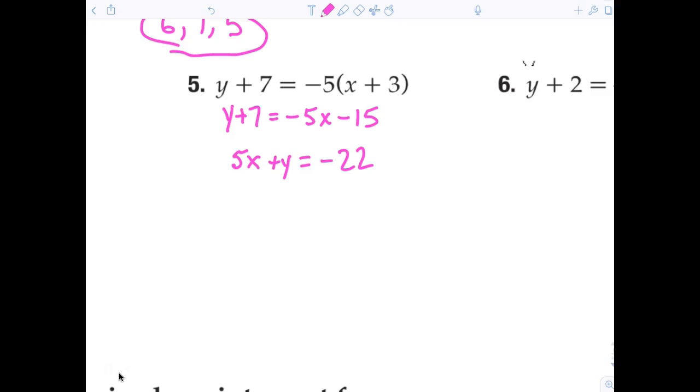All right, let me visualize it for you, just to make sure you're good. So I'm taking this negative 5x, and I'm moving it over here. Then I'm taking this positive 7, and I'm moving it where? Over here. You with me?